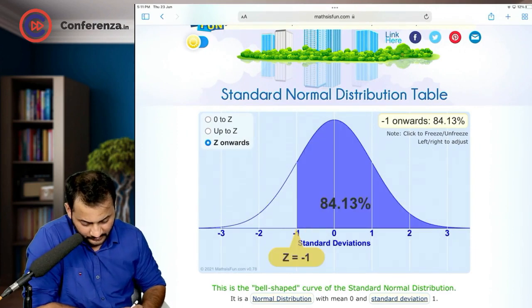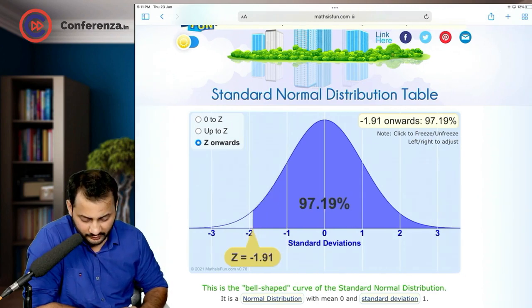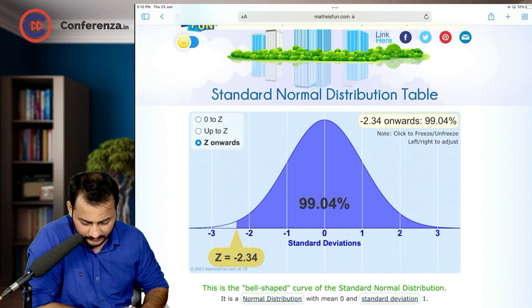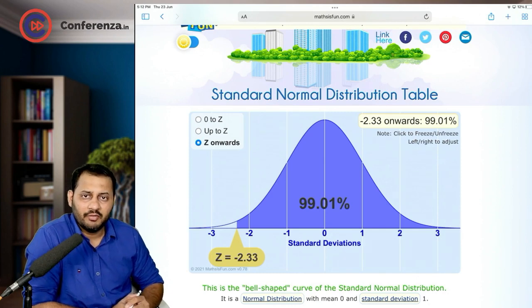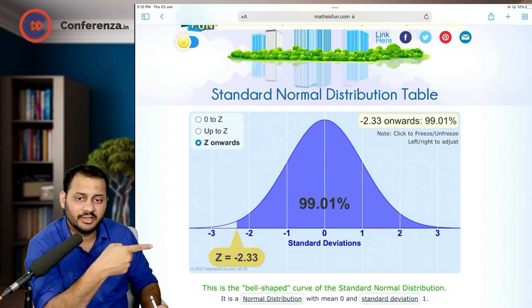See, if I cover up here, the probability is 95.45. If I just increase the figure, I'm getting closer to 99%. I will do it again and again. I'm very close to it. 99.01. See, I have reached a 99% probability, and I can see that the point at which we cover 99% probability is 2.33.